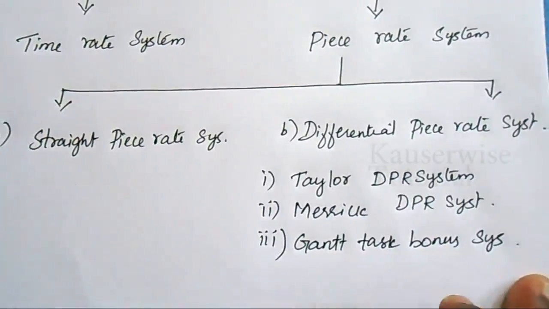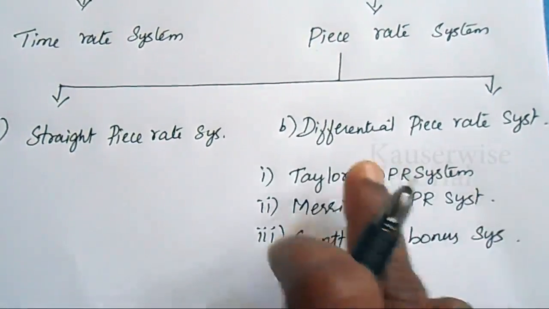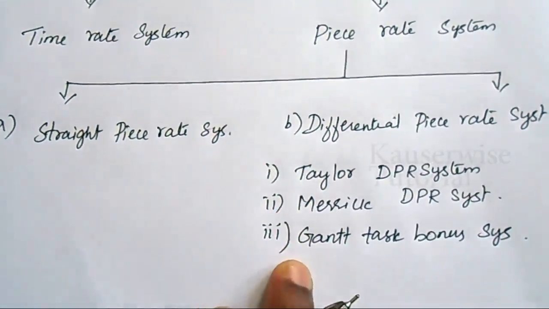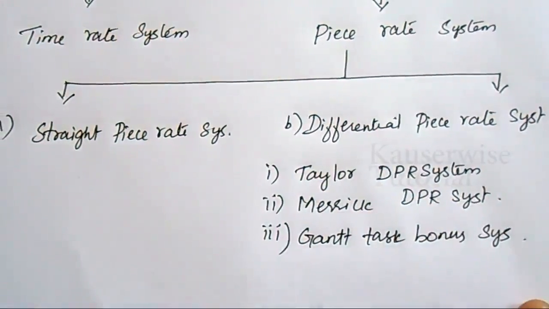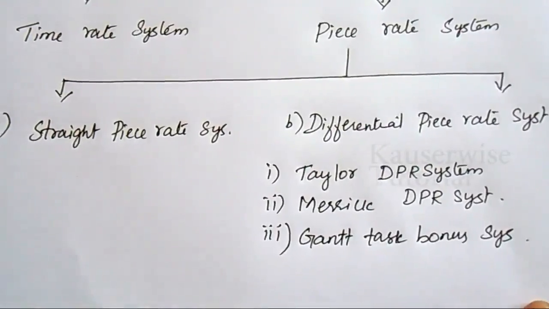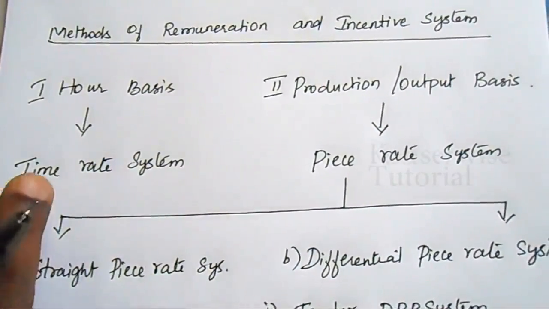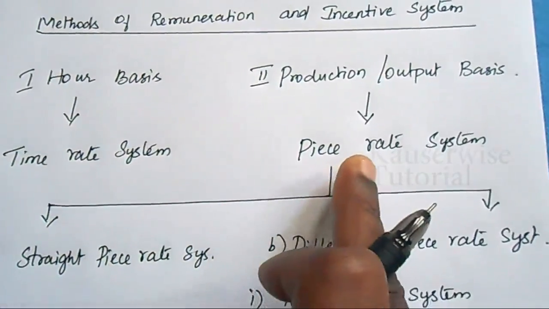Gantt task bonus system. So these are the three differential piece rate systems available, and these are the three great authors. They have derived different formulas or different procedures to calculate the wage rate. First I am going to explain how to calculate wages based on time and based on piece rate.